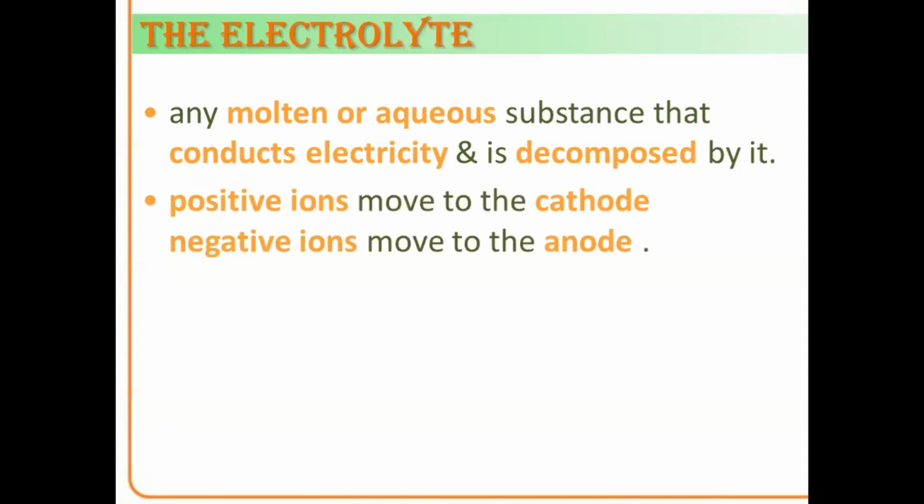So what happens here is that the moment you switch on the electrical power, positive ions in your electrolyte are going to move to the cathode because there is electrical attraction between the positive ions and the cathode, which is negatively charged. Positive ions are called cations for this reason, because they are attracted to the cathode. And negative ions move to the anode because there's electrical attraction there.